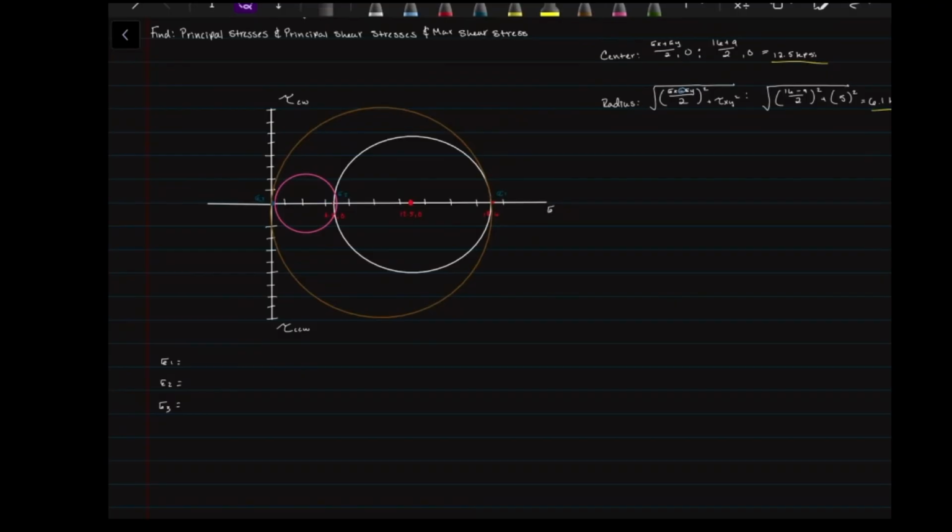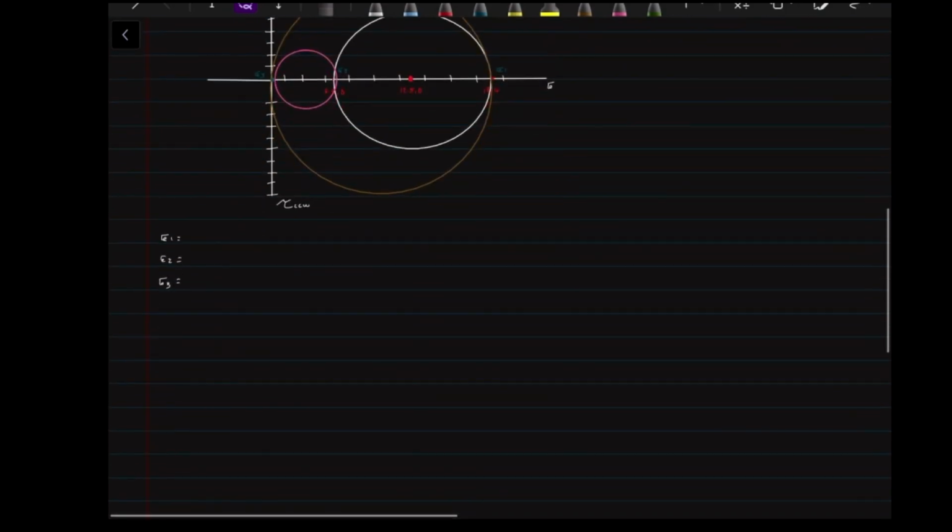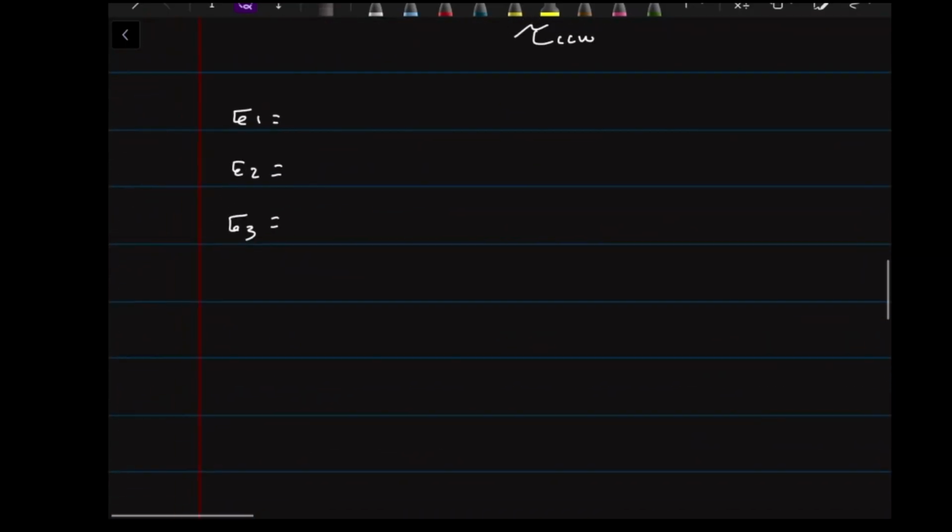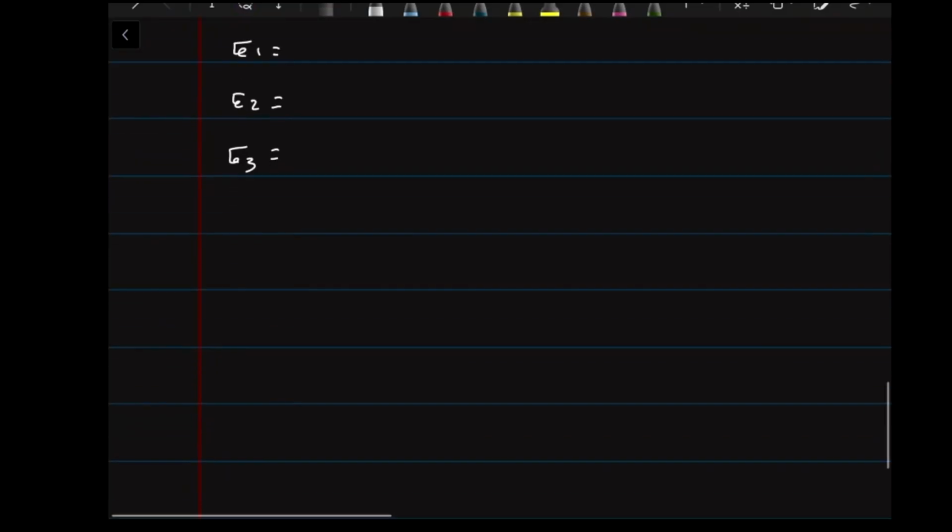All right, let's continue. It said principal stresses, principal shear stresses, and max shear stress. So what did I already say? We can find our principal stresses. We already did that. That is our sigma 1, our sigma 2, and sigma 3, which is our center plus radius, center minus radius, and 0. So sigma 3, that's correct. It's 0 kpsi.